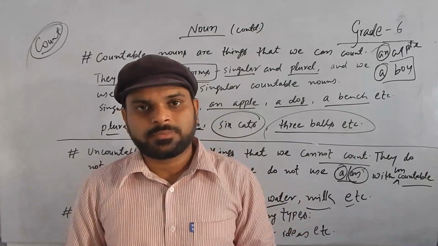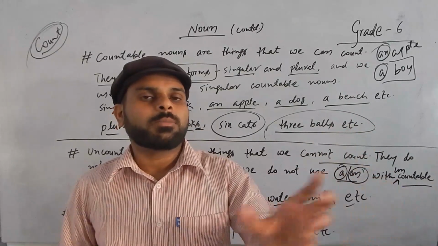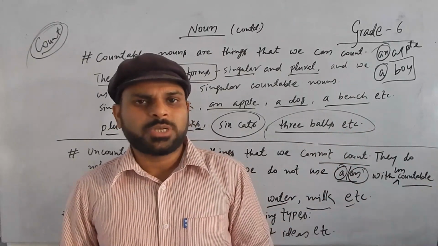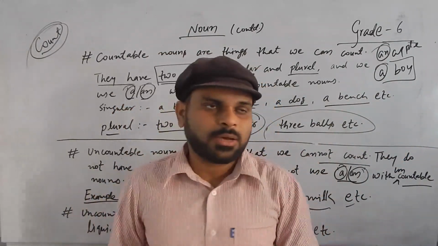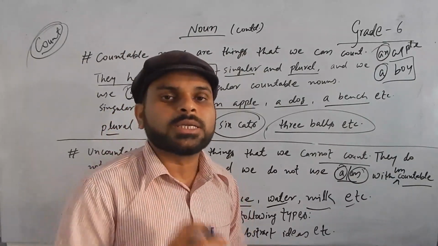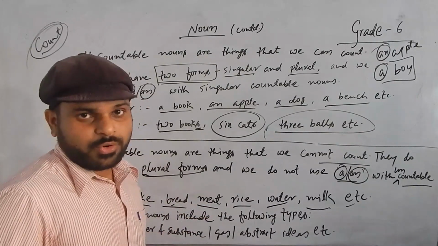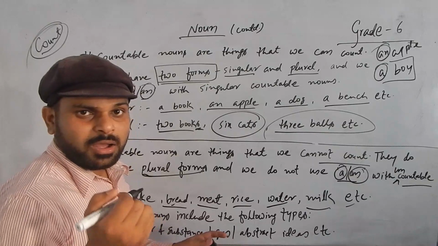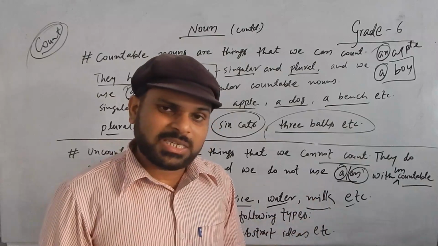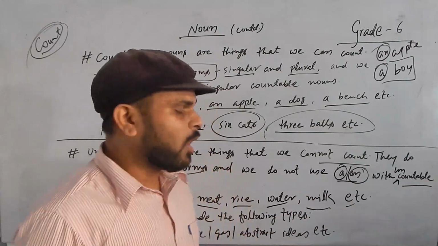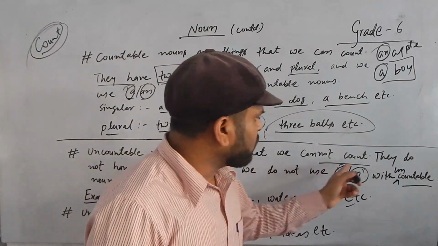In the cake shop also, they will not give you a single cake on the basis of countability. They will weigh it and give it to you. Weighing is the quality, that's why it comes under material noun and it is an uncountable noun. Bread also. Meat, of course. Meat can be weighed, not counted. Material noun. Rice, material noun. So water, milk, etc. are what? Uncountable nouns. So again, uncountable nouns are the things that we cannot count.